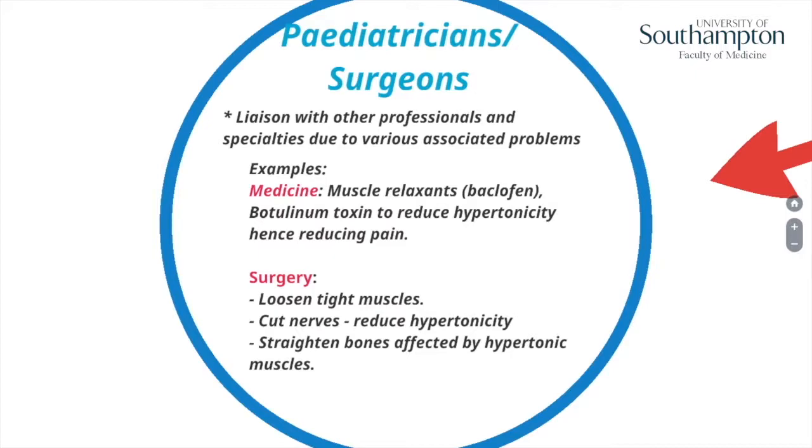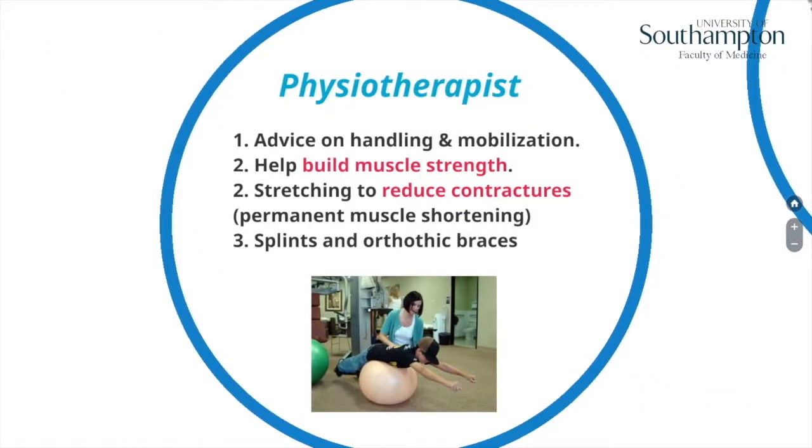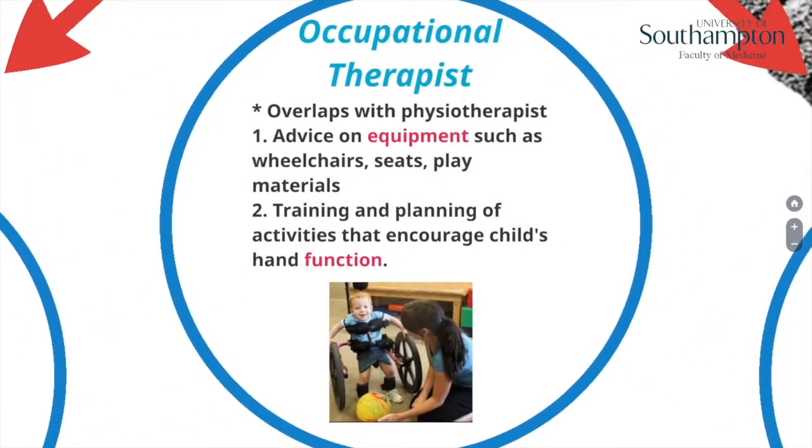Here's a quick run through of some of the things that can be done by all these individuals. Doctors could give medical or surgical treatment, and an example of medical treatment would be baclofen as a muscle relaxant. In surgery, certain operations to loosen tight muscles can be done, and this would help with the contractures as well. The physiotherapists will be more focused on building muscle strength through exercise and reducing the contractures through very carefully planned routines. The occupational therapists, on the other hand, would focus their efforts more on the equipment and helping these children achieve a normal life.